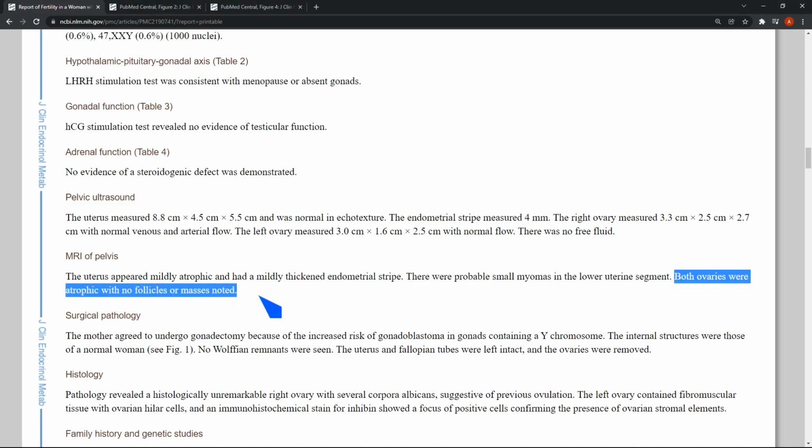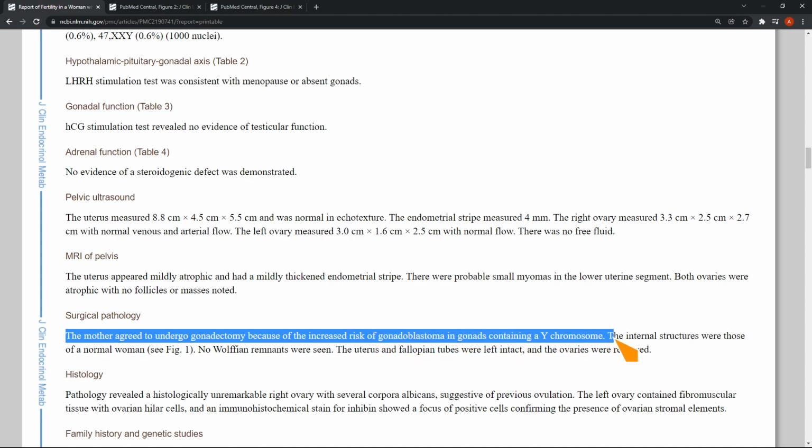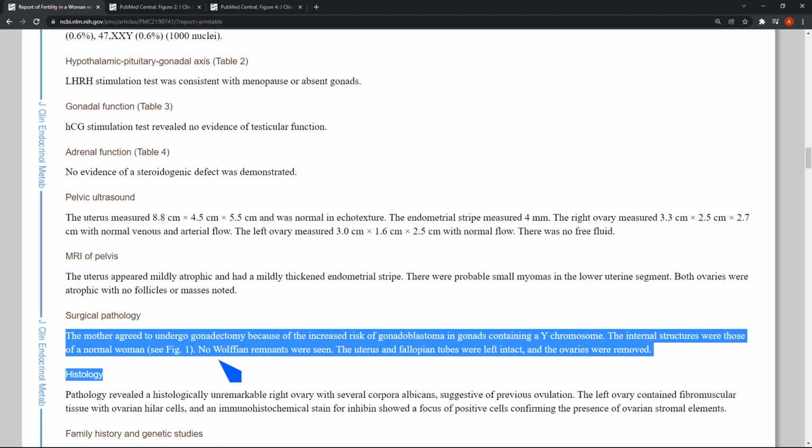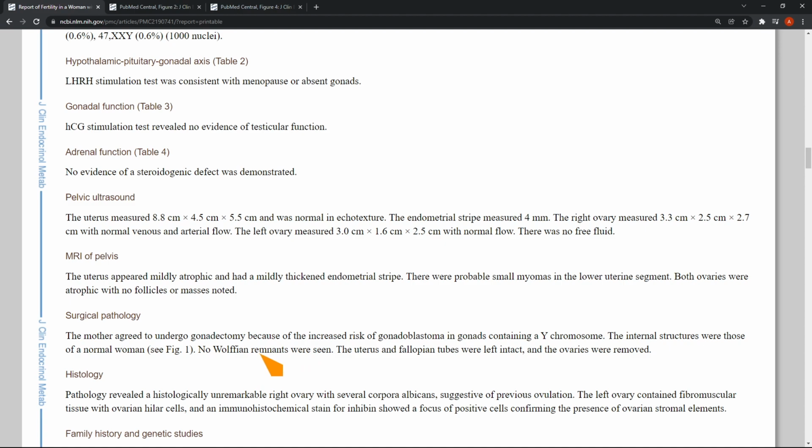Yeah, so this is totally typical of a woman of her age. Surgical pathology. This is where it says the mother agreed to undergo gonadectomy because of increased risk of cancer in the gonads containing a Y chromosome. The internal structures were those of a normal woman. Right, there's a picture of her gonads from the laparoscopic surgery. No Wolffian remnants were seen.